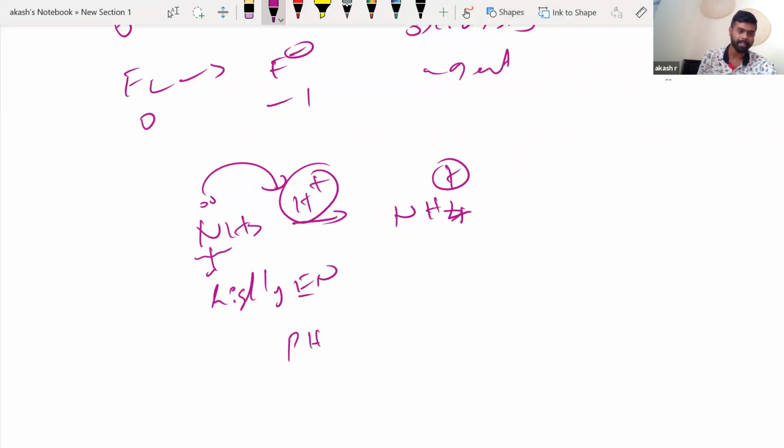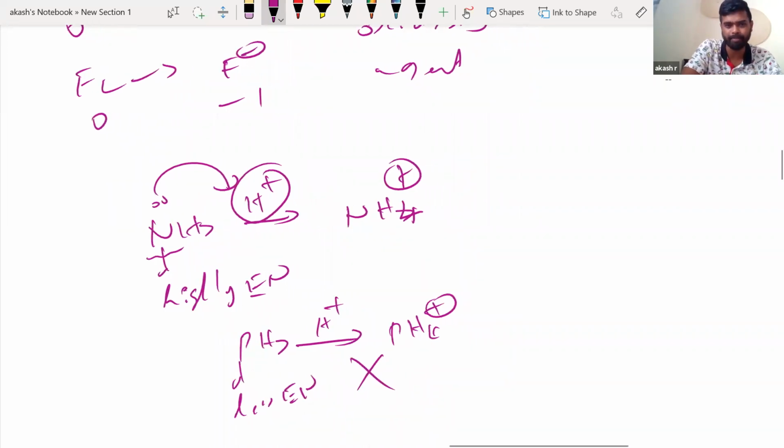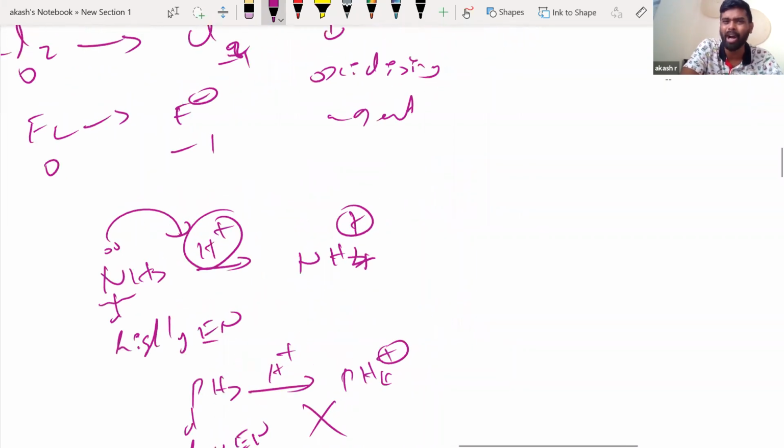Right, but if I take, say, PH3 and make it react with this thing to form PH4 plus, I don't even think this reaction will happen. Okay, possible, but it is very tough, right? Why? Because phosphorus is less electronegative. Now someone said hydrogen bonding. Okay, it makes sense. Now, how do I do this?